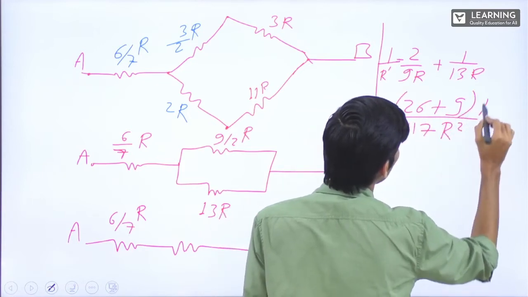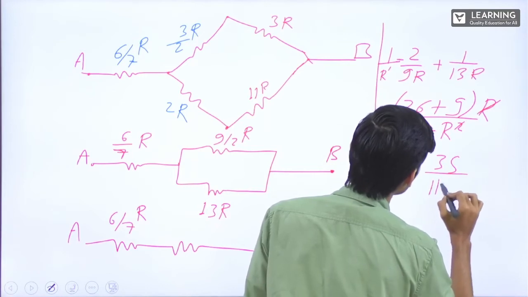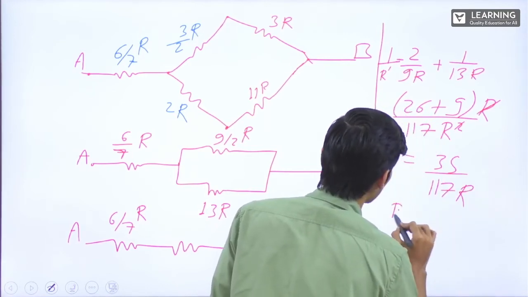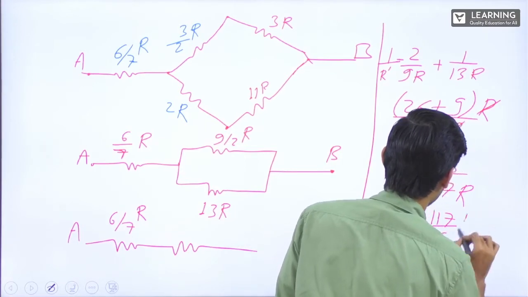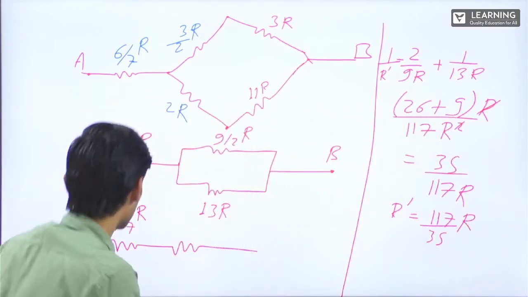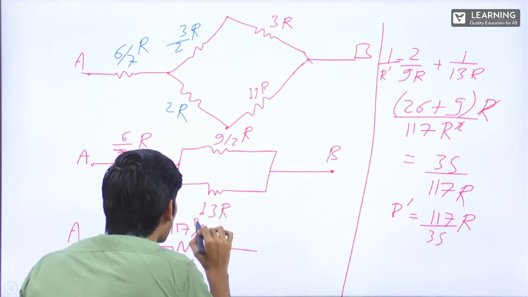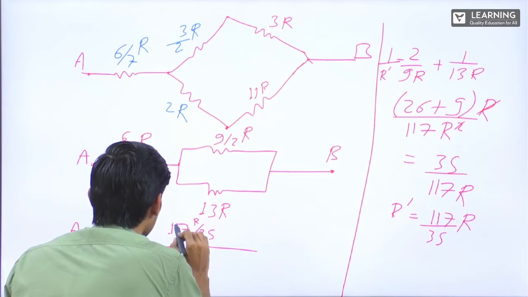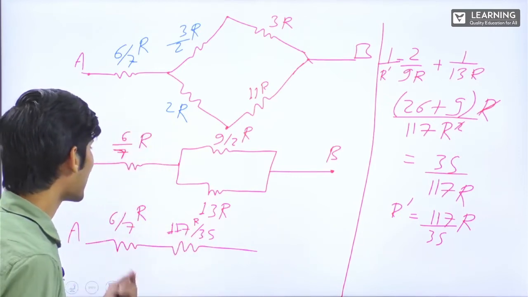Here there will be R. So this is 35 by 117 R. So R dash is equal to 117 by 35 R. Correct? So here this is 117 by 35 R. Can you see it properly? Okay. Now just add these two.